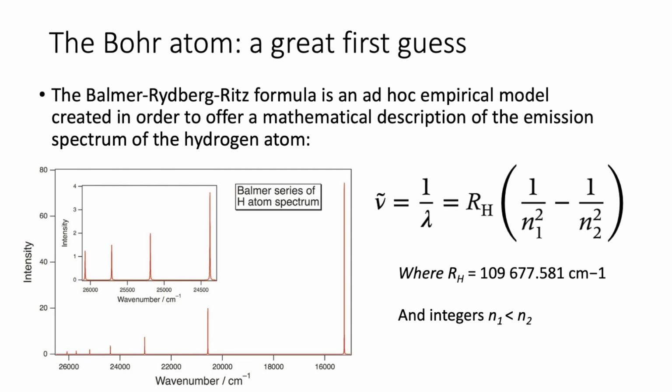So we're going to begin with the Bohr atom. Now, the Bohr atom was actually not quite correct, but it was a really important step in describing the physics of the hydrogen atom. And basically, it began with an experimental observation. So Balmer-Rydberg-Ritz, that's the formula at the bottom there. And basically, that was based on observation of the emission spectrum of hydrogen.